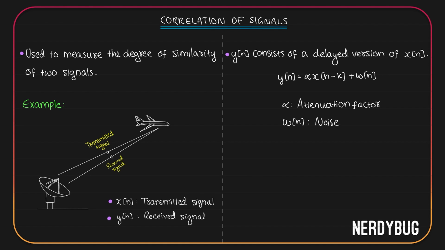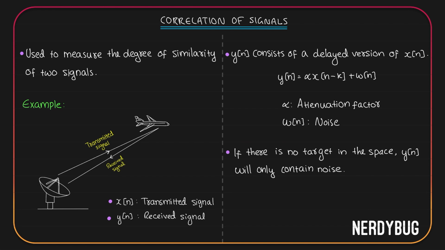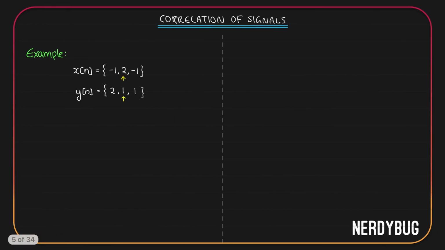Now, what if the aeroplane is not over there? In that case, your receiver will only pick up the noise w of n. If there is no target in the space, y of n will only contain noise. This is where correlation helps us. It helps us to check if the received signal y of n contains the shifted transmitted signal x of n minus k. Let us take two discrete time sequences as examples.